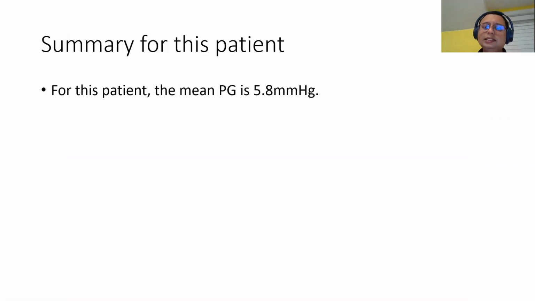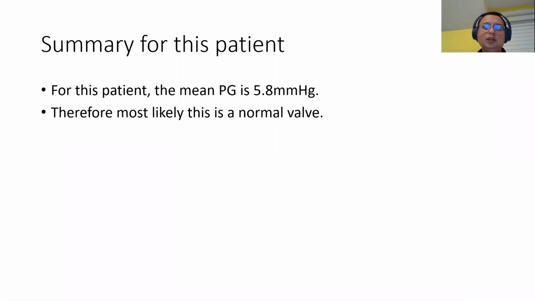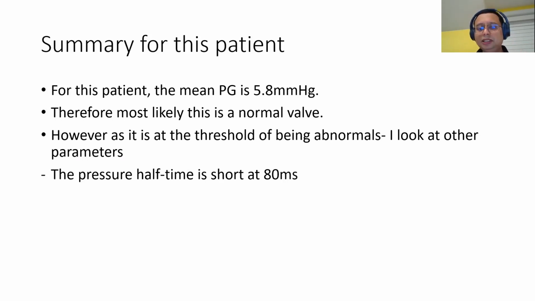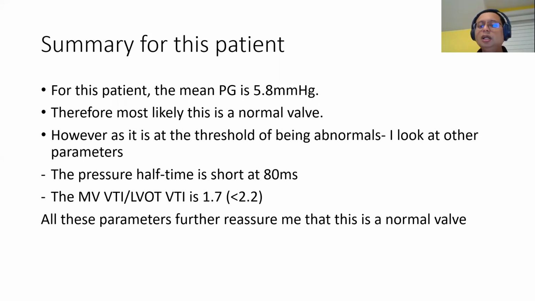So remember, whenever I see a mean gradient, just like aortic valve, that is less than 6 millimeter mercury, I usually will say that the valve is normal, especially if the appearance is also normal. Okay, so usually I don't go forward. Now, because 5.8 is very near to 6, I also look at other parameters. I also see that the pressure half time is short, 80 milliseconds. You remember, we start to worry when the pressure half time is more than 130 milliseconds. The dimensionless index is also not high. It is 1.7. So all the parameters further reassure me. So even though the mean gradient is borderline, that is actually just a normal bioprosthetic mitral valve.